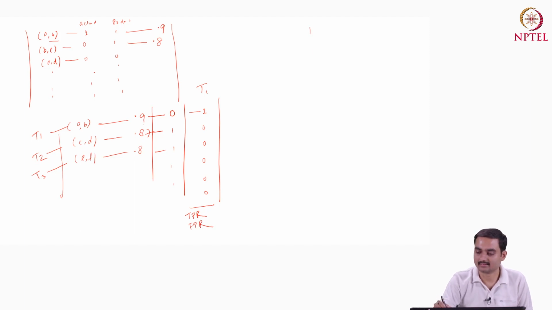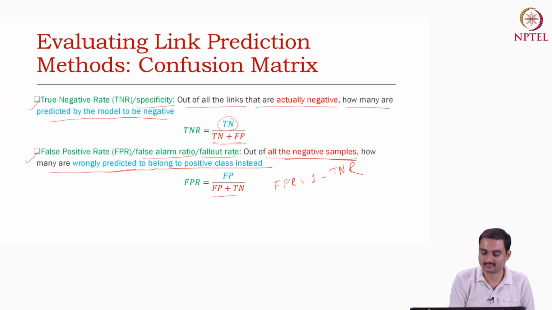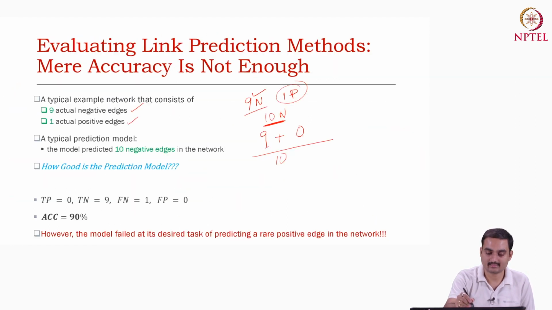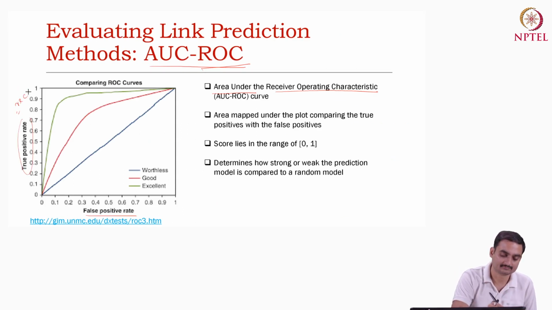Because we know the actual labels, we can measure the true positive rate and false positive rate. Remember, the AUC ROC curve you saw earlier is a curve where the x-axis is the false positive rate, which we discussed already, and the y-axis is the true positive rate. What is the true positive rate? It is the same as recall. It is true positive divided by true positive plus false negative. This is also called sensitivity.